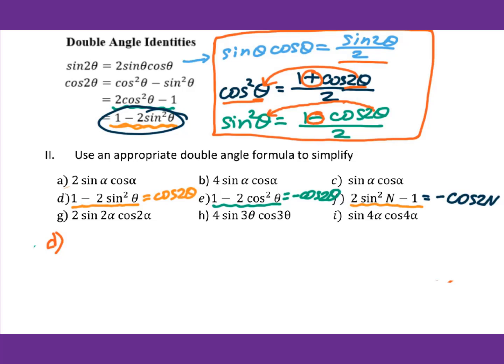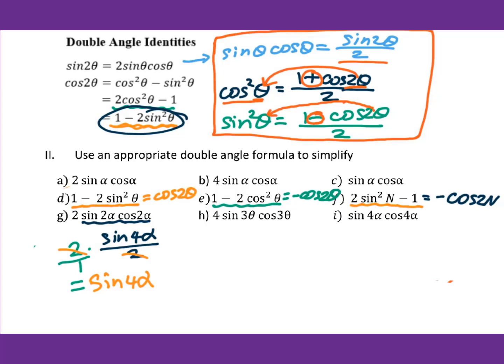Now let's go to this G. You have sine 2 alpha cosine 2 alpha, which means sine 4 alpha over 2. Then you multiply by this 2. Reduce. You will get sine 4 alpha.